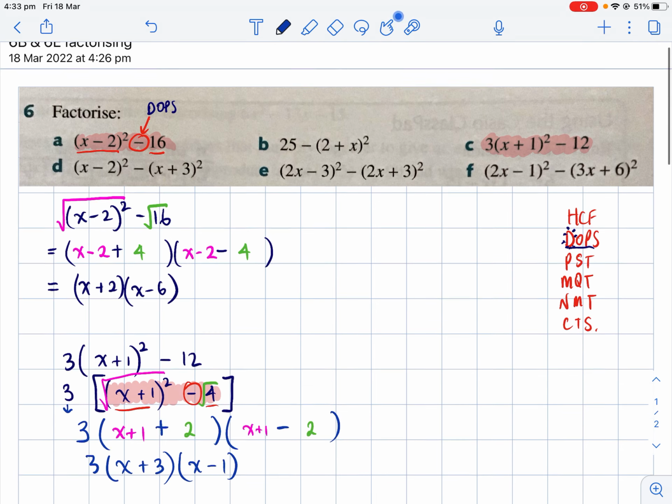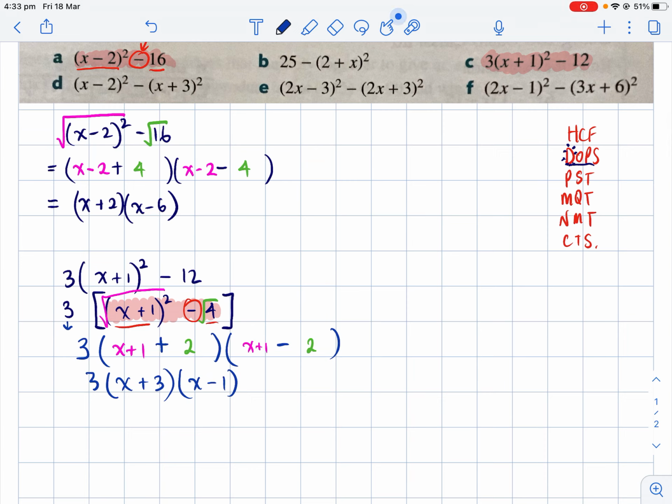And what some students will do is they'll then try and move this 3 that's out the front into the brackets. You don't need to, you're factorising. So the 3 just sits out the front there on its own. Okay, so my final answer is 3 bracket x plus 3 bracket x plus 1. All right, final example here. Let's have a look at E.